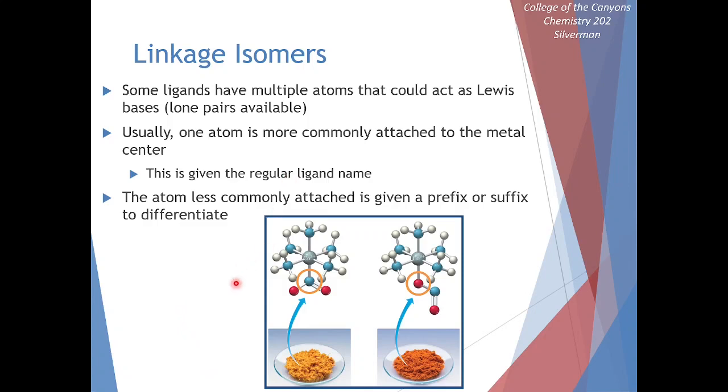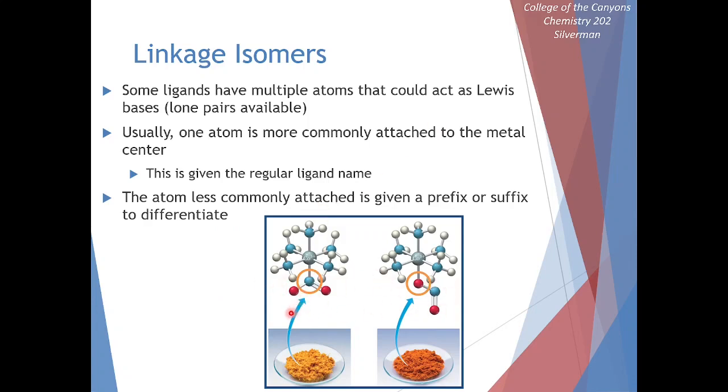We can also identify what are known as linkage isomers. Some ligands are able to bond to our metal from one of two different atoms. Some of our ligands have multiple lone pairs available, each of which could act as the one that bonds to our central metal. To distinguish between these two with our naming rules, we can name our ligand based on what is bonded to the metal. We can have a different name or a different prefix or suffix to differentiate between what atom is attached within our ligand.